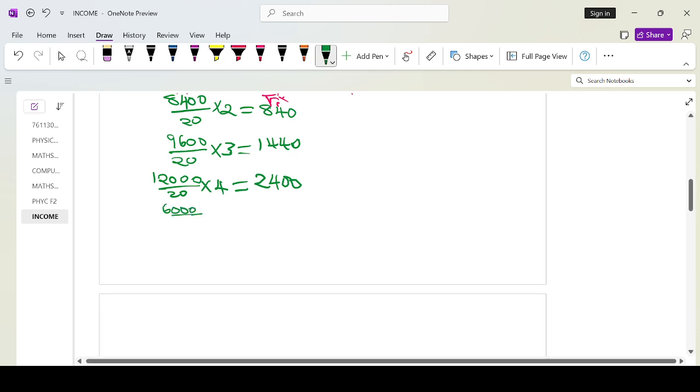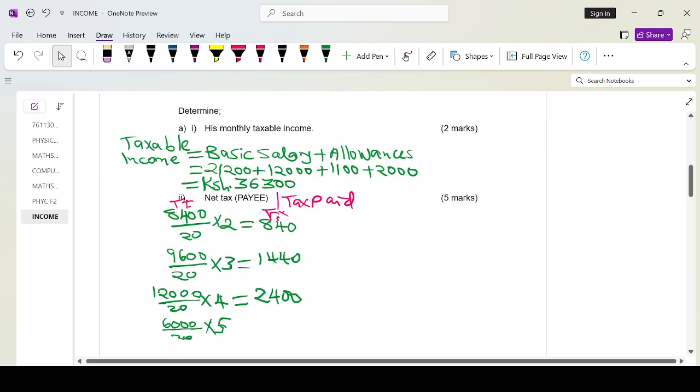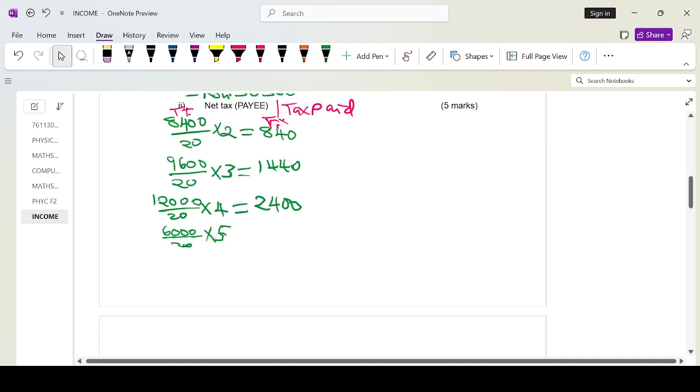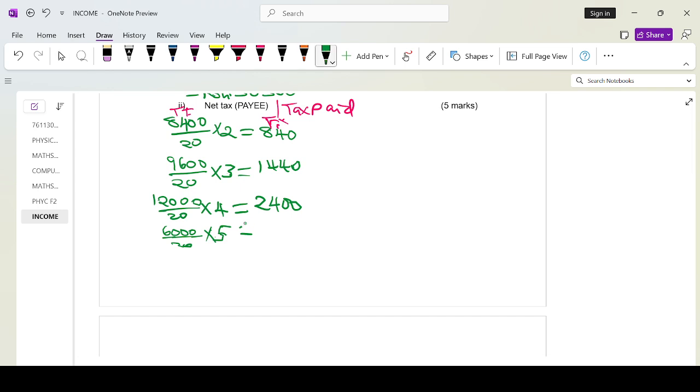And for every 20 shillings in 6,000, we are going to charge 5%. So times 5, you are going to get 1,500.